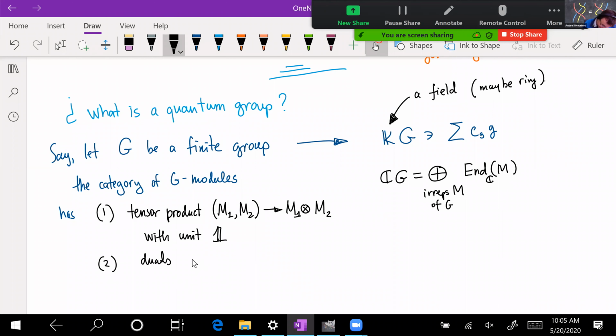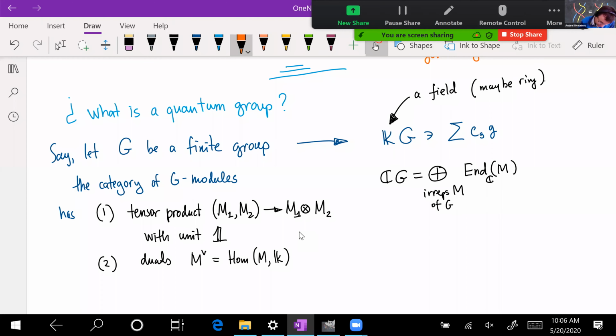So you have M dual, the space of Homs from M to K. This is also so the group, as opposed to a general algebra, the group knows how to act in the tensor product and knows how to act in a dual space. So how does it act?